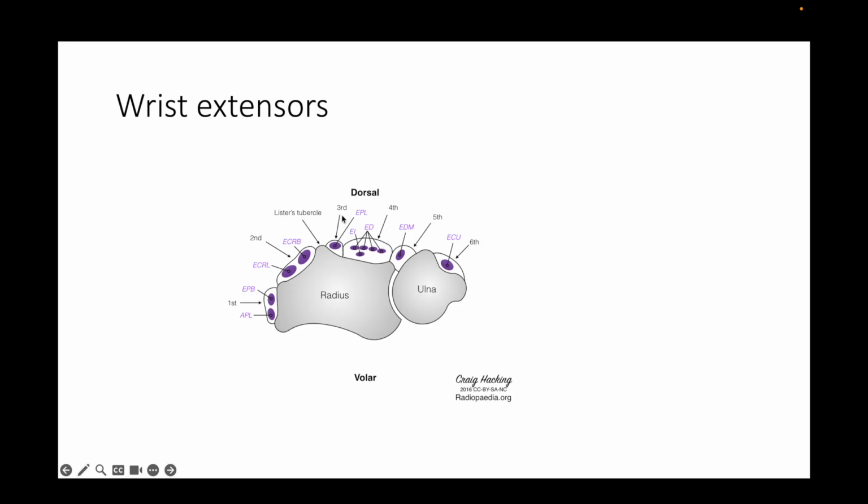And you have to orientate yourself by finding this, which is Lister's tubercle, which is this little tubercle here, which separates the second and third extensor compartments.